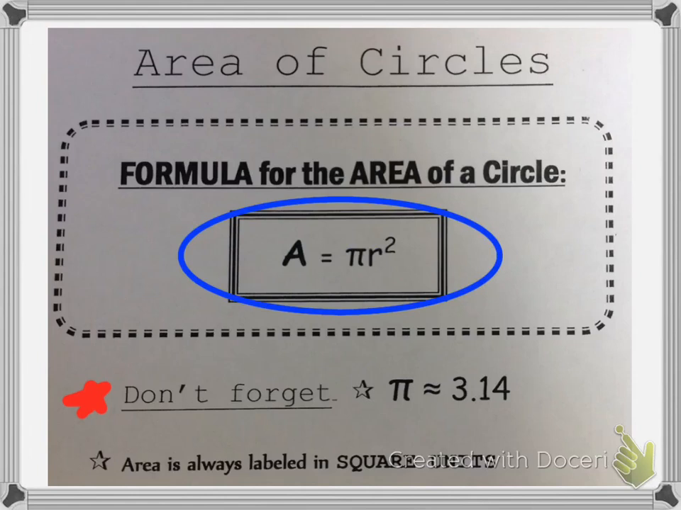Also, something we may have forgotten is that area is always labeled in squared units. So the unit, something you're measuring by, inches, yards, feet, centimeters, millimeters, meters, all of those labels are going to be squared. And we will show you how to do that in a second.